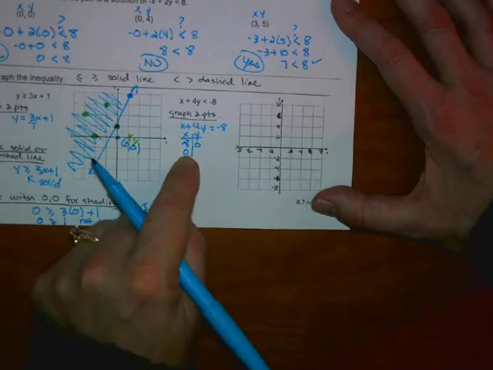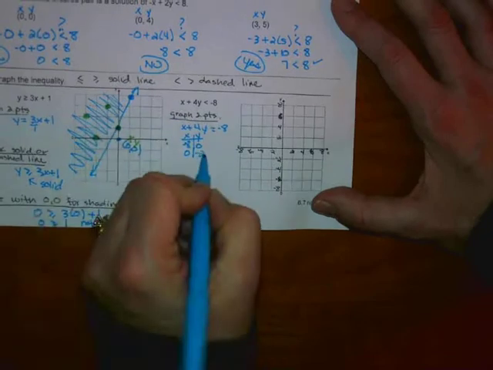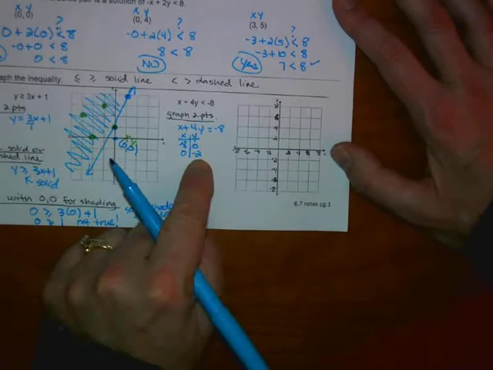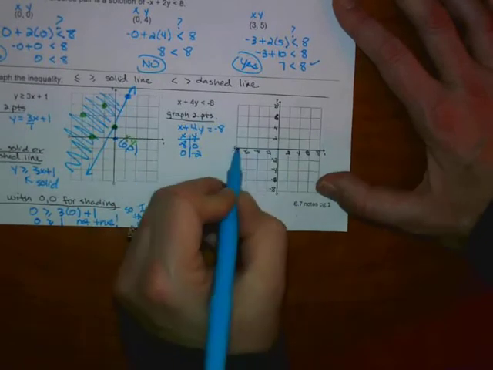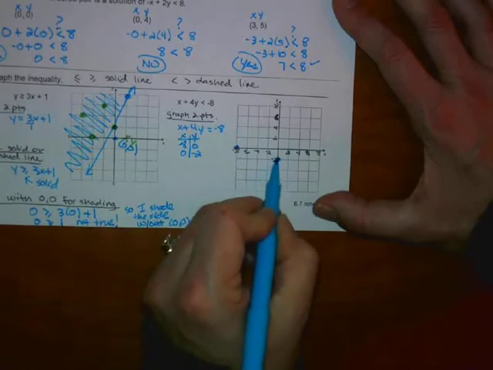Plug in 0 for x. Cover that up. Divide both sides by 4. y would be negative 2. Now I have 2 points that I can graph. So I'm going to go over negative 8, up 0, over 0, down 2.